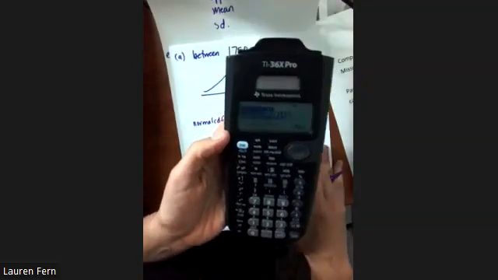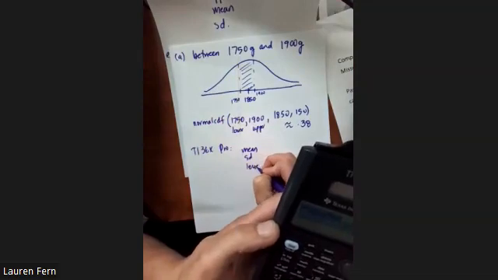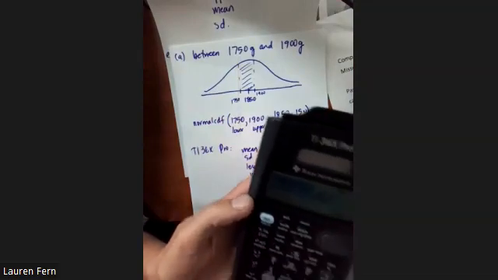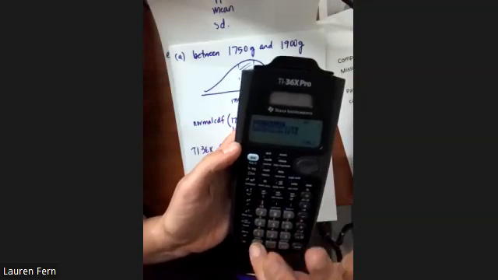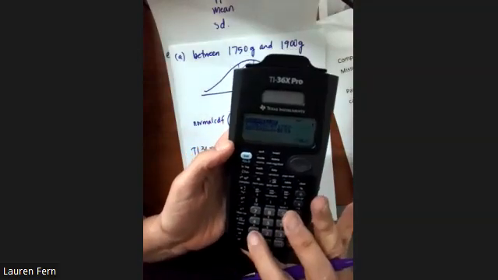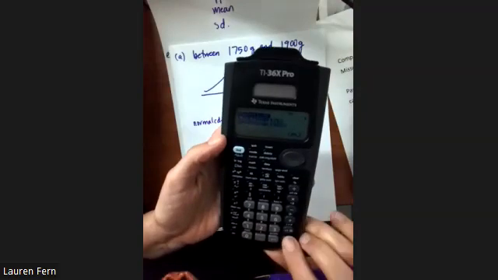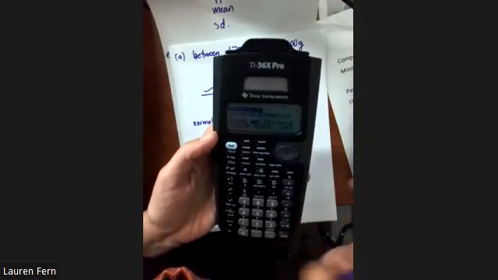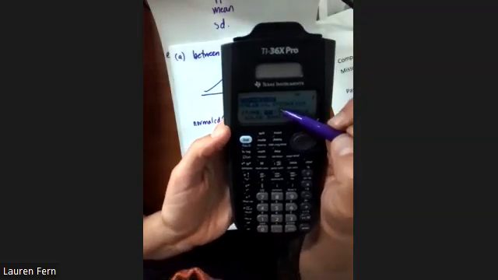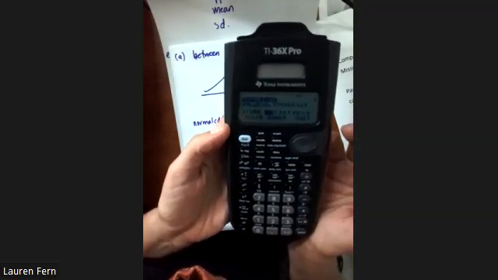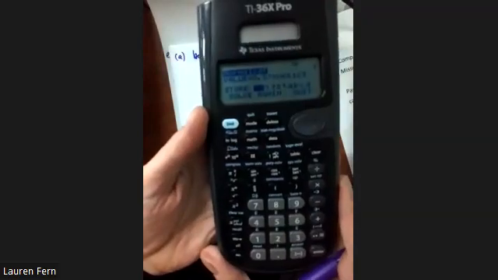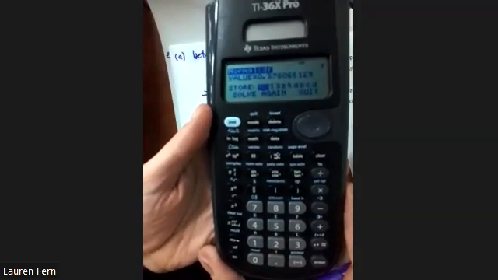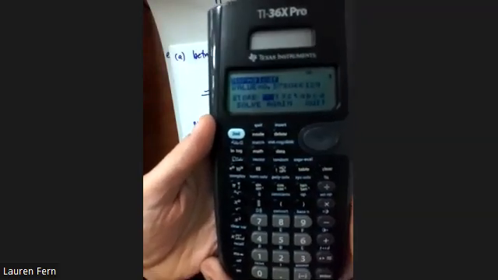And then you're going to hit enter, and then you put in your lower and your upper, and it asks for each of these. So here our lower is 1,750, our upper is 1,900, and now we're going to tell this calculator to compute it, and notice we get the exact same thing. Cool.